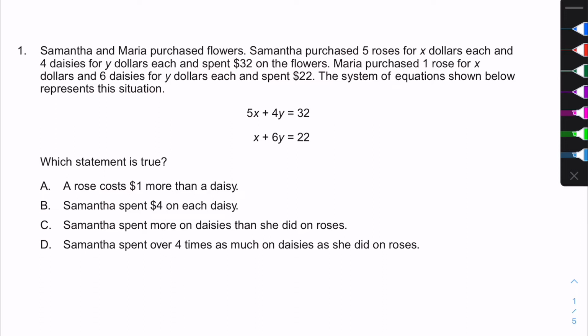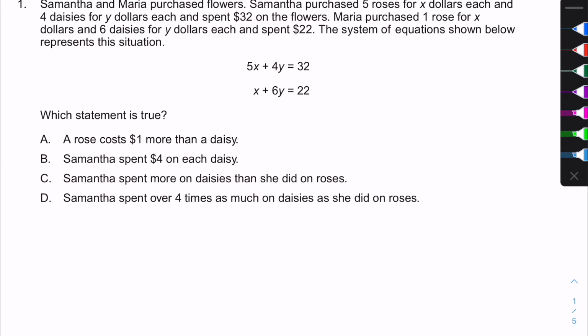Now, you see a system, you could go ahead and start solving right away. I would say you might as well at least look at the options here to see if that's the kind of information we need. It says a rose costs 1 more than a daisy. Well, if you remember from our variables, X and Y are the cost of the roses and the daisies, so we don't have enough information to know about A. And with B, Samantha spent $4 on each daisy. Again, that's how much each daisy costs. So it looks like, yes, we do need to solve this system of equations.